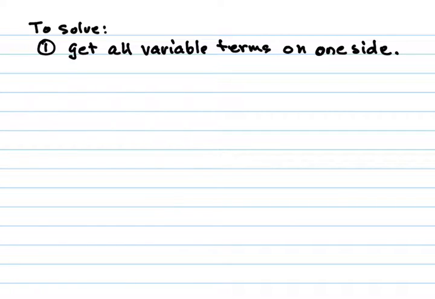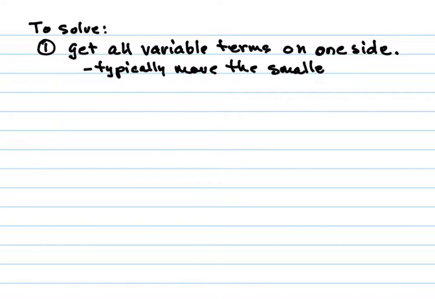Now remember, all algebraic expressions or equations are made of terms, and it's a variable term if it has a letter in it. So there's really very little thought process here. If it's got a letter in it, it needs to be on one side or the other. It doesn't matter which side. We typically move the smaller. Now that doesn't mean you have to. If you think it'll be easier to move the larger one, it doesn't make any difference.